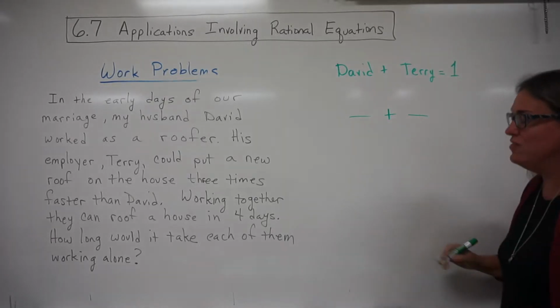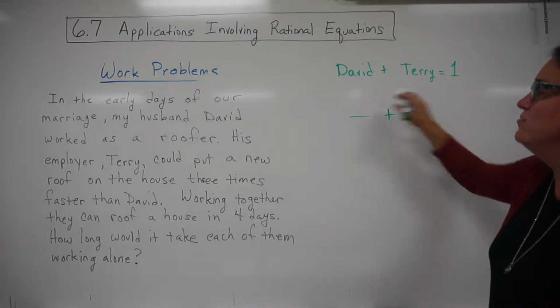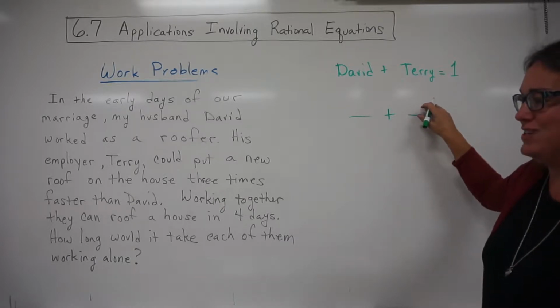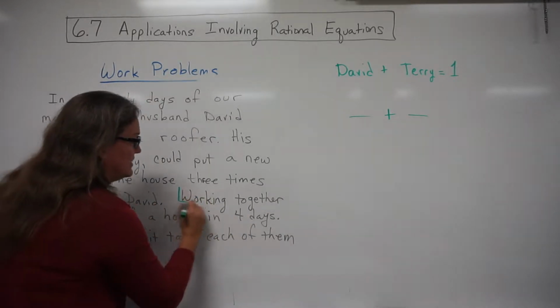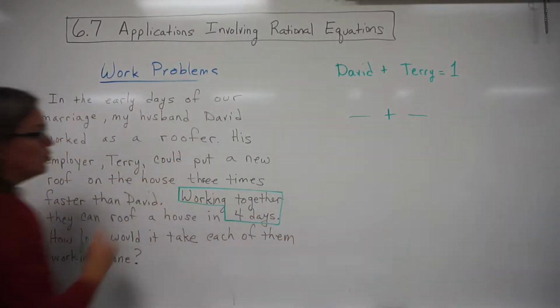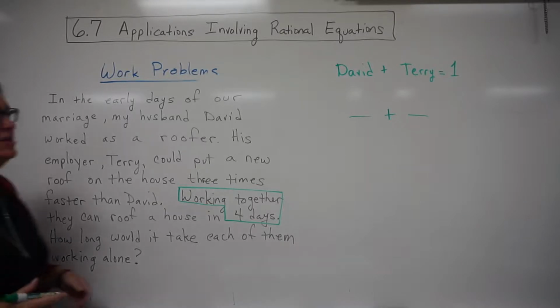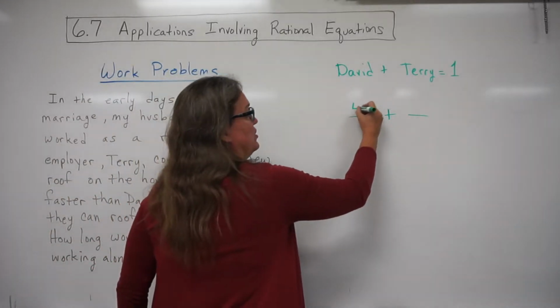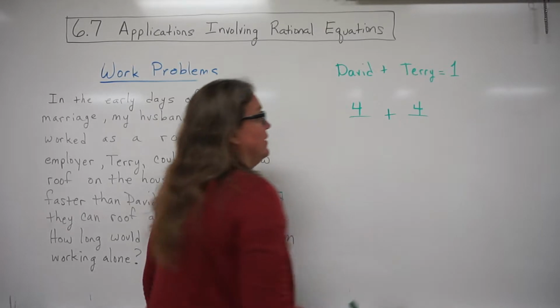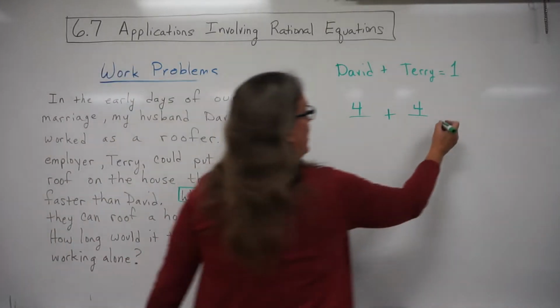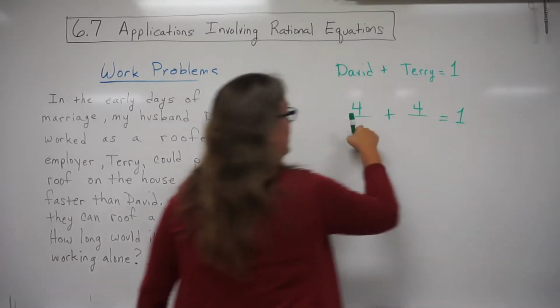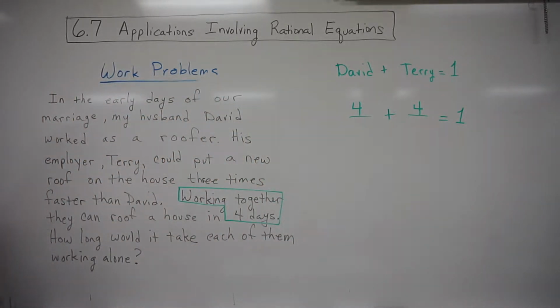Well, this time we have clearer information about what goes on the top of the fraction than on the bottom of the fraction. What we know is that working together, they can roof a house in 4 days. So the amount of time that each individual did in fact work is 4. So the question is, what goes in the denominator of each one of these fractions? How long does it take them working alone? And that's what we're looking for. We don't know that for sure.